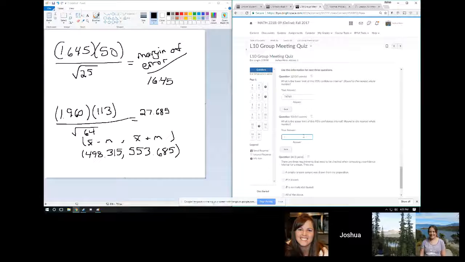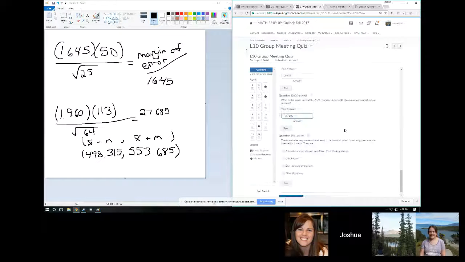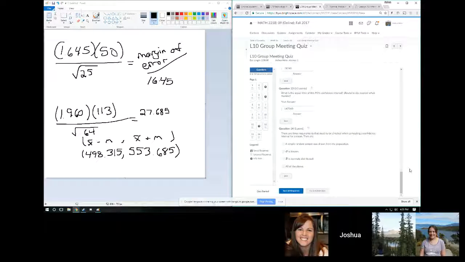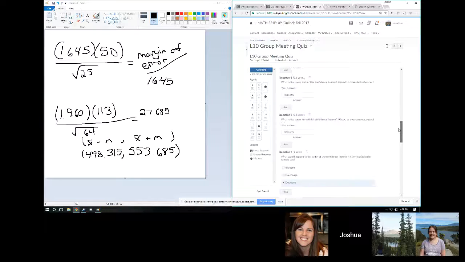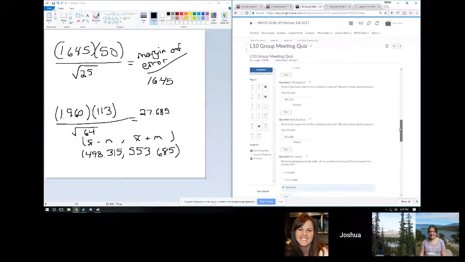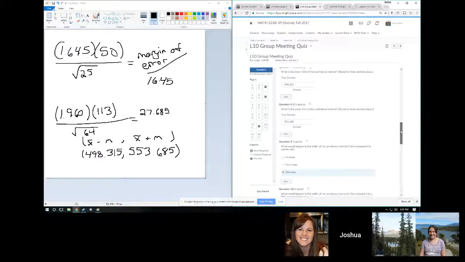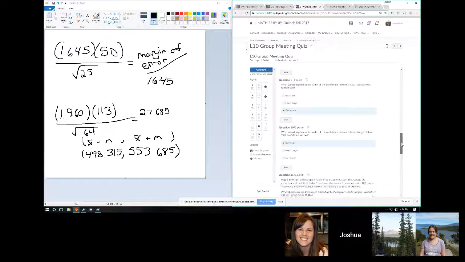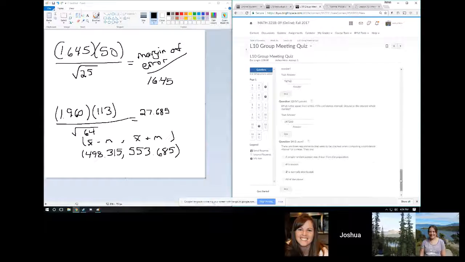So we were on number 8 when I got dropped. Are we still on 8? We can go back to number 8. Yeah, we were pretty close. Upper limit of the confidence interval. Yeah, so that one you're just going to do the mean plus the margin of error.